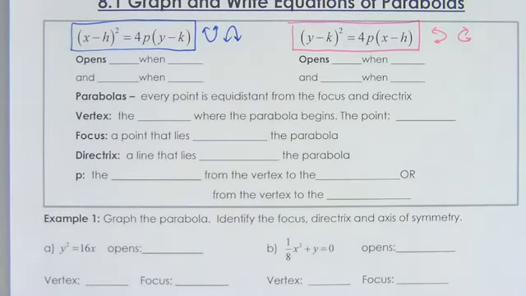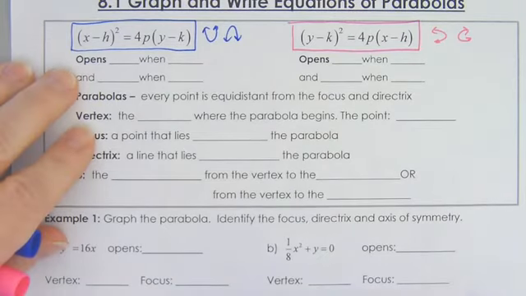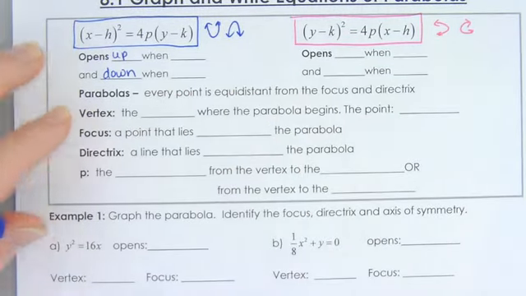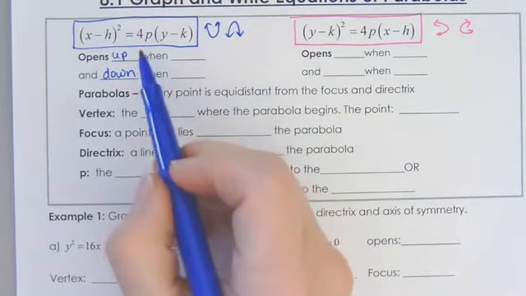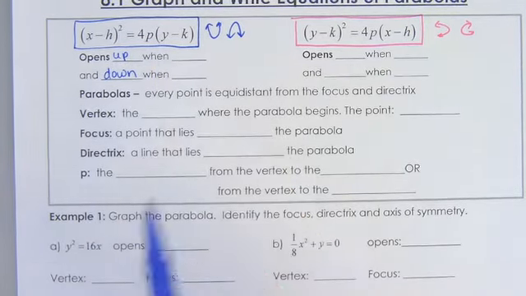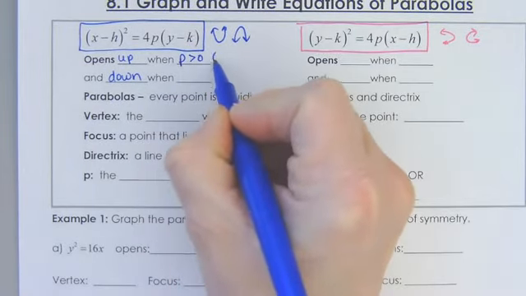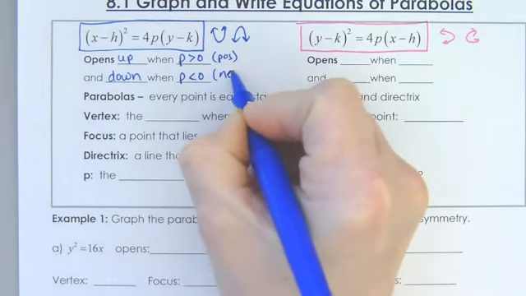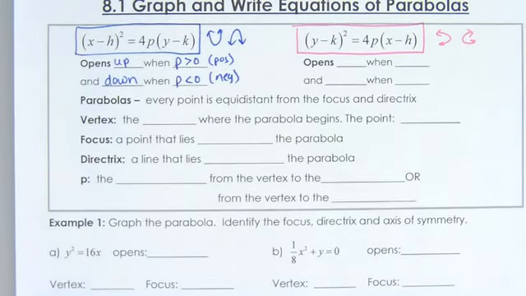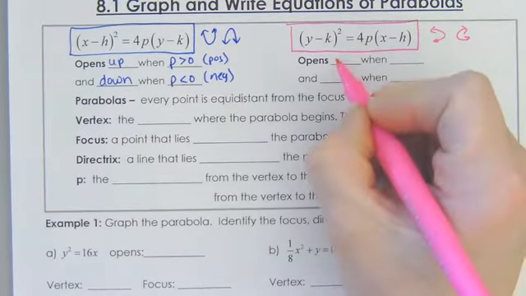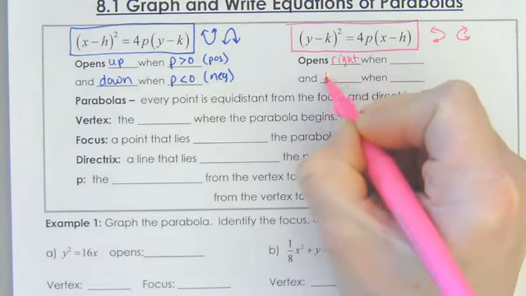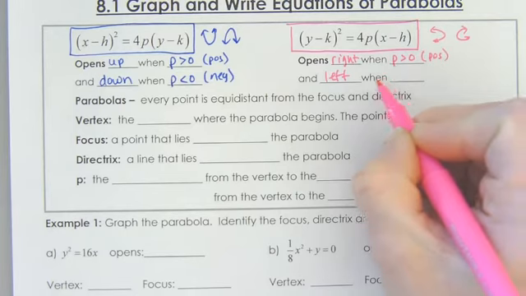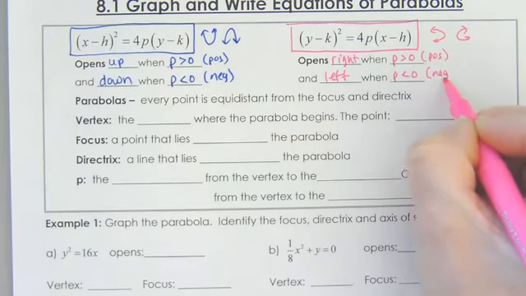So when it's x squared, it's going to either open up or open down. Now, we talked before that it opened up when a was positive. We don't have a here this time, but we have this p, and we'll talk about that in just a little bit. But when p is greater than 0, or when p is positive, it's going to open up. And when p is less than 0, or when p is negative, it's going to open down. Similarly, over here, this is going to open either right or left. So it's going to open right when p is greater than 0, or positive, and it's going to open left when p is less than 0, or negative.